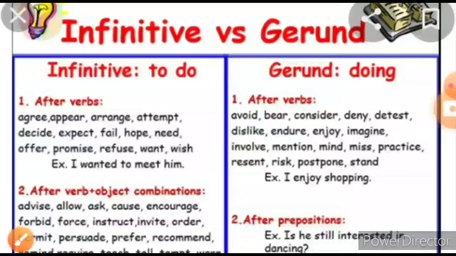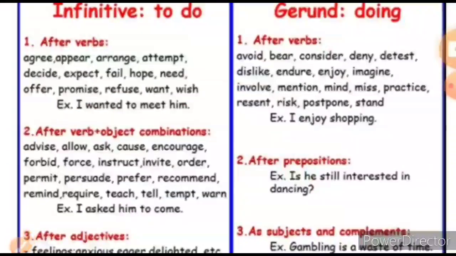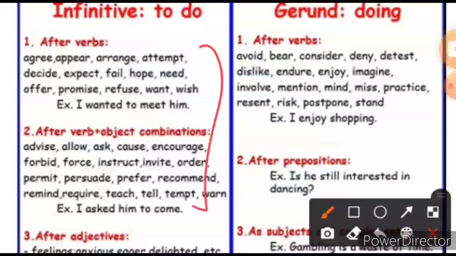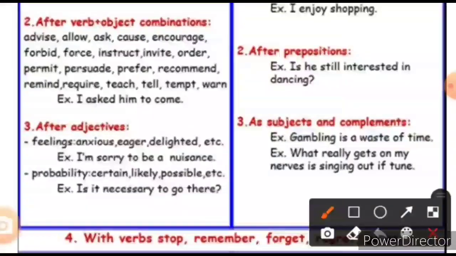Now this table is basically, this one is of the infinitive and this is the gerund. ये दिमाग में याद रखें. And we are moving further now. Over here, after verb and object combination, we are going to use infinitive. For example, I asked him. Now over here, asked is your verb, him is your object, and after that you are using infinitive. I asked him to come. Now after preposition is the gerund, for example, is he still interested in dancing?